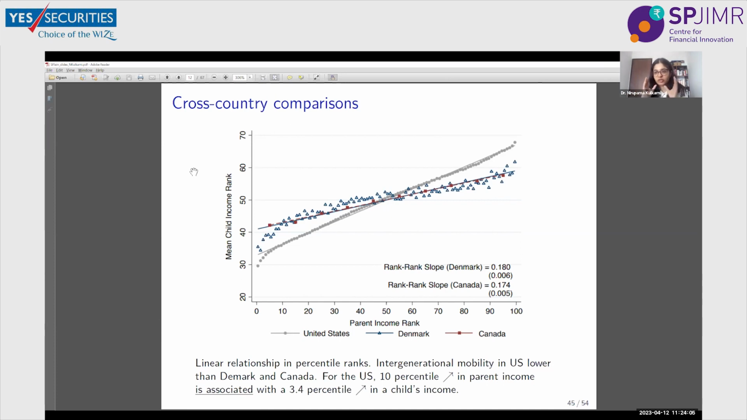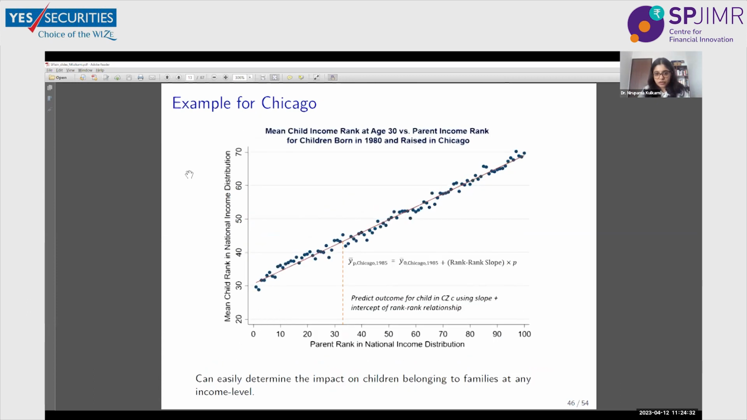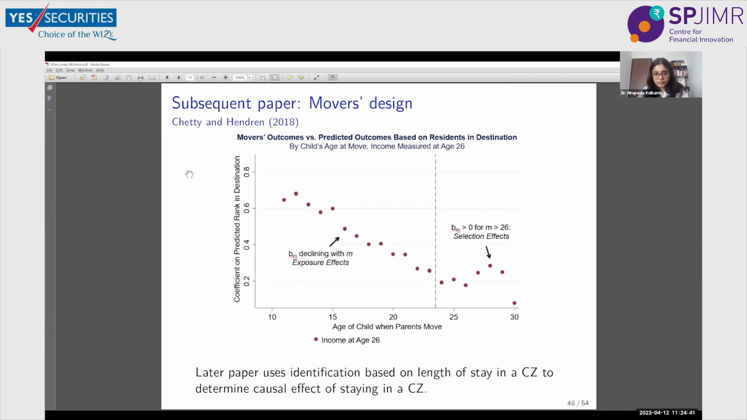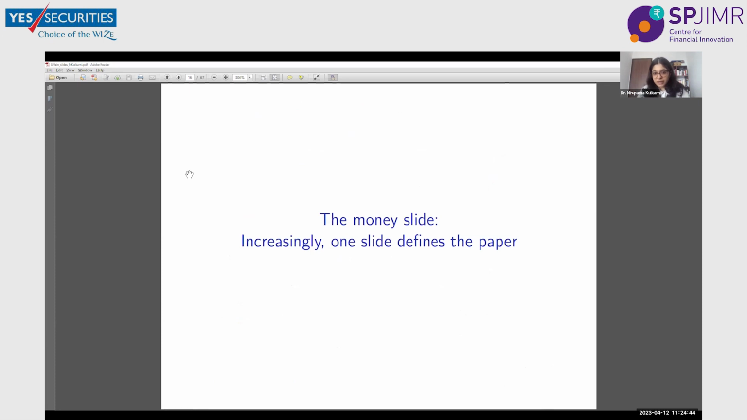So even in academic research, I think we're all increasingly trying to get at that one slide, one picture, which conveys pretty much everything that everybody wants to take away from a research paper. Even on my website, for each paper description, I usually put the money slide, because I think it conveys the one figure which is the main takeaway of the entire paper. Okay, so this is just again giving the intergenerational mobility across geographies. I'll skip this. So this is the money slide, and one slide just defines the paper.